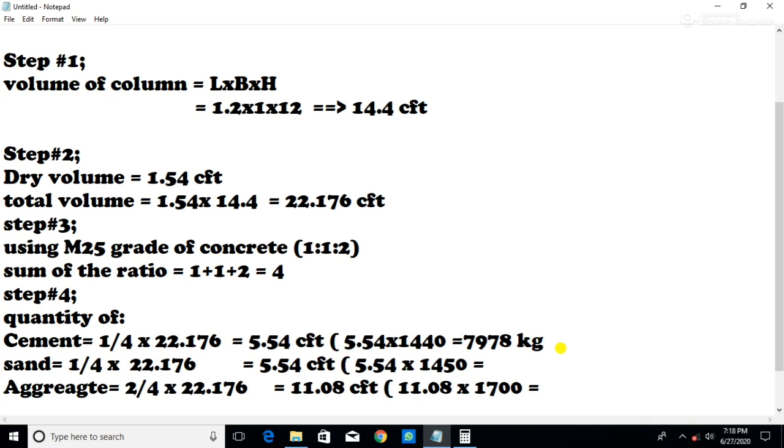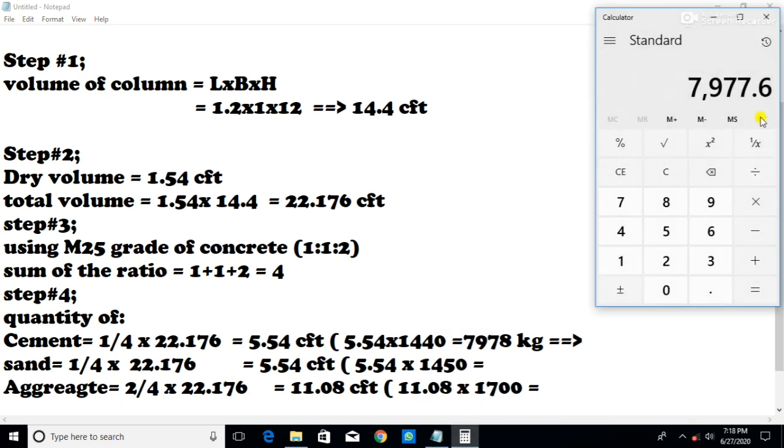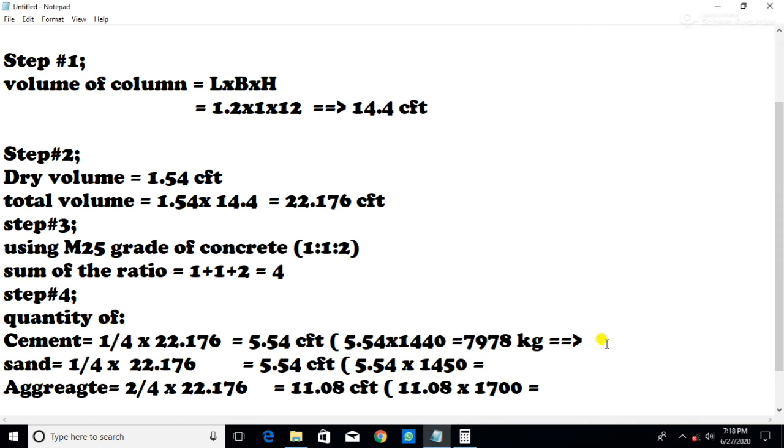Now we will find the number of bags. You know that one bag of cement contains 50 kg, so we will divide it by 50, which will be equal to 159 or 160. This answer will be 160 bags.